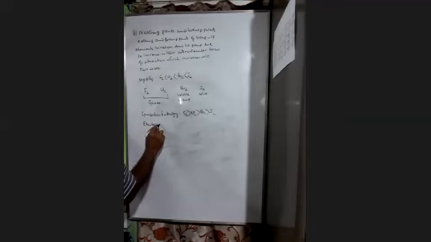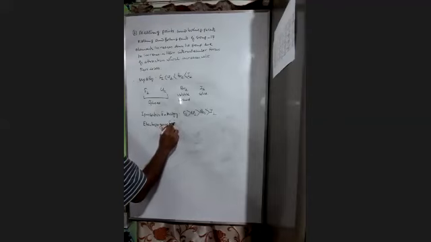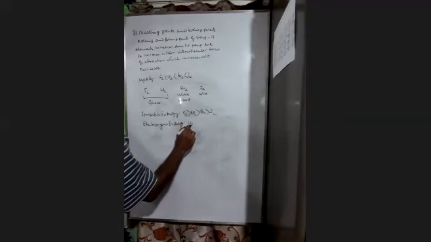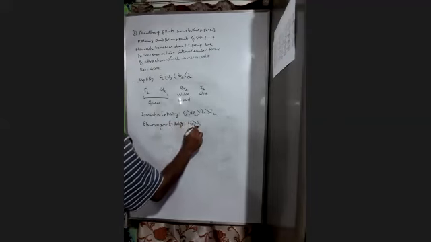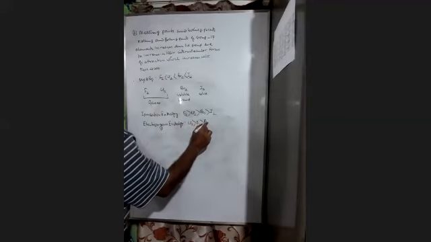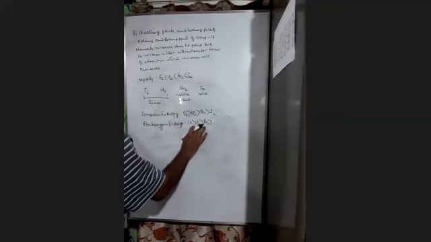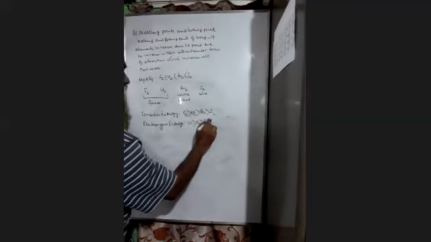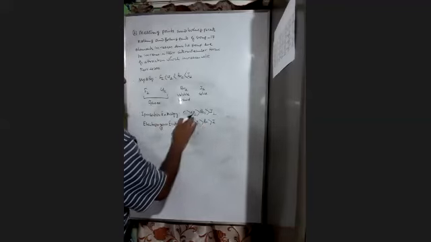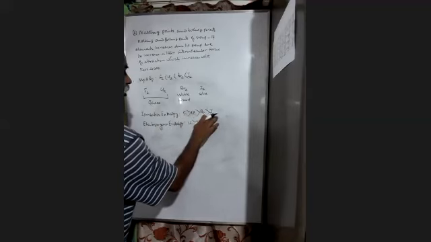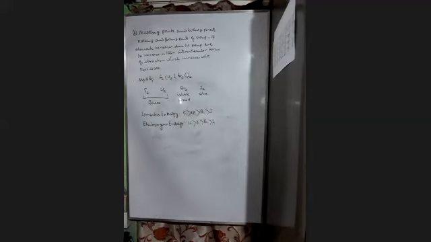Then electron gain enthalpy. So which is more negative? Now you know. More negative is not fluorine, it is chlorine. So right now here, Cl, F, Br, and I. Please remove this 2. The 2 will not be there.